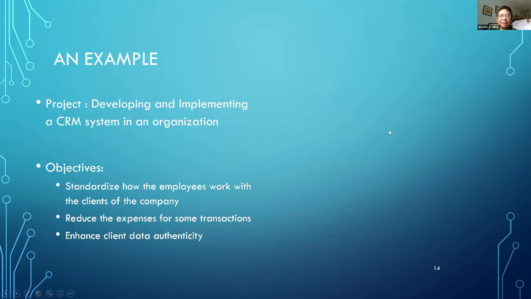Okay, but the system, can the system standardize? Maybe yes. Can the system reduce expenses? Yes. Can the system enhance client data authenticity? Yes. But is that the only way to achieve that particular project? Because maybe from a business perspective, there are other documents, events that are needed when you're implementing already the CRM system. Take note, the more difficult component term there is implementing.